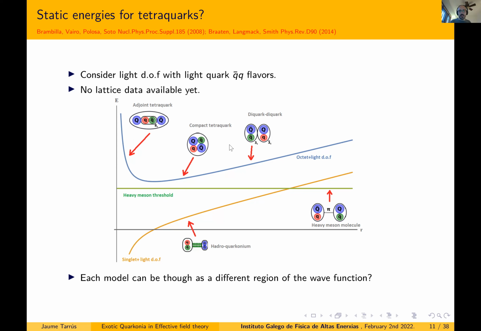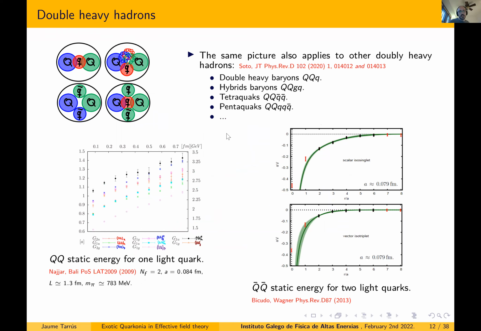Then this same picture based on the Born-Oppenheimer expansion can also be applied to any doubly heavy hadron, such as doubly heavy baryons, which would be two heavy quarks and a light quark, and also doubly heavy tetraquarks, so two heavy quarks and two light quarks. This is in fact a state which has been observed recently in LHCb. This is called the Tcc+, but one can also think of more types of states like open heavy flavored pentaquarks or some sort of hybrid heavy baryons and so on. So for the case of doubly heavy, yes?